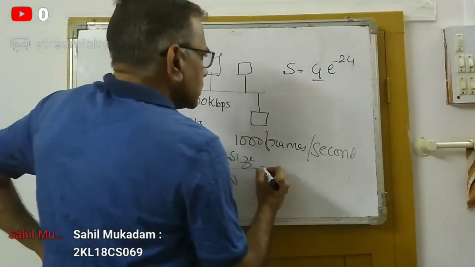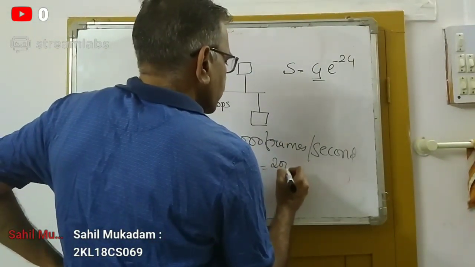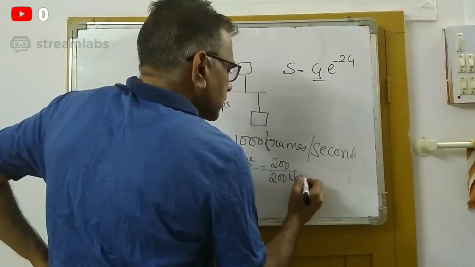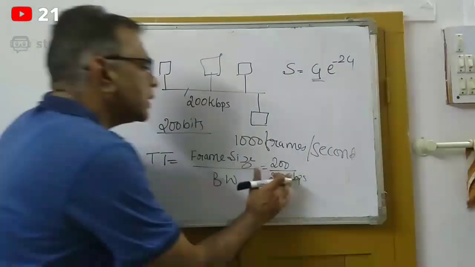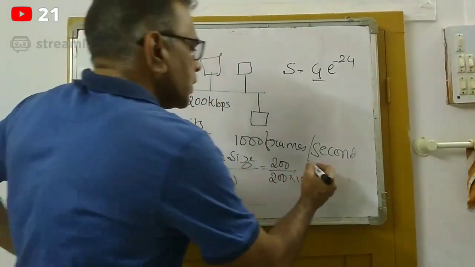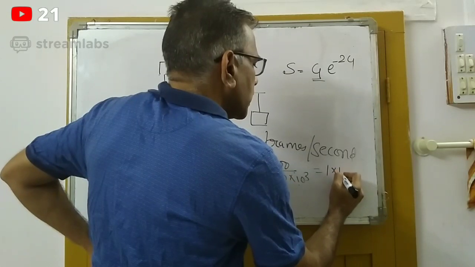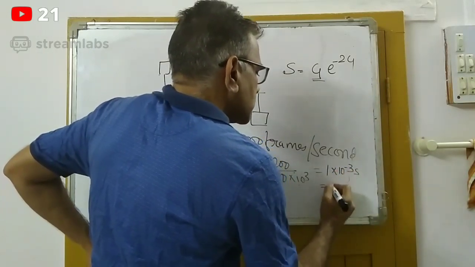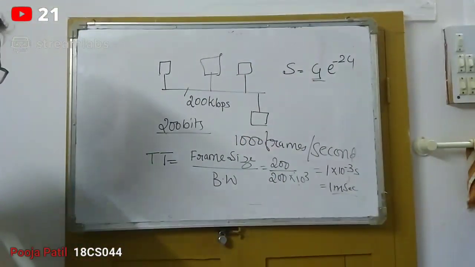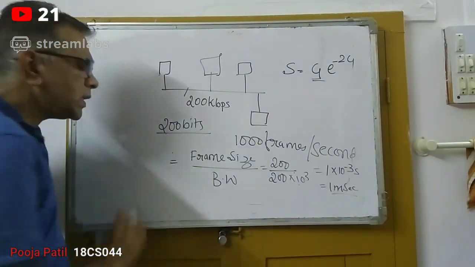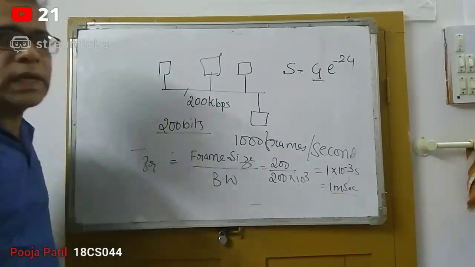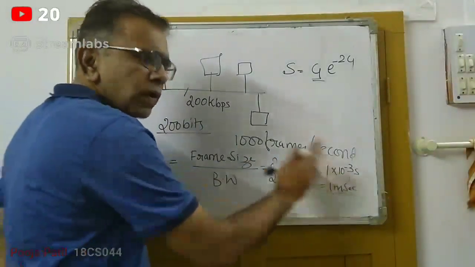So the frame size is 200 bits and bandwidth is 200 kilobits per second. I will write it like this: 200 divided by 200 into 10 raised to 3. If I simplify this, I get 1 into 10 raised to minus 3 seconds, which is nothing but 1 millisecond. Now, instead of TT, I will call it TFR, frame transmission time. So it is 1 millisecond. To transmit one frame, I need 1 millisecond.